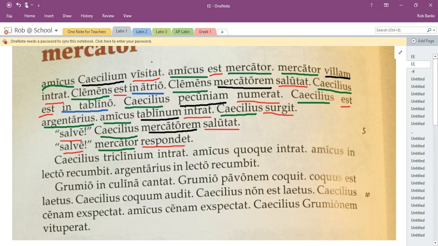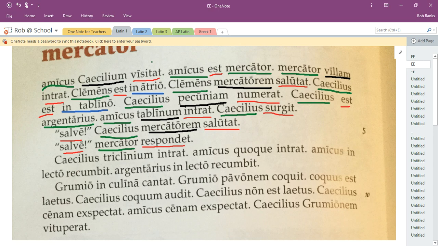Clemens est in atrio. Right, so Clemens is, and now we have a prepositional phrase, in the atrium. Right. Clemens mercatorum salutat, so the accusative there is mercatorum, so he's the one being greeted. So Clemens, the nominative, salutat, greets, mercatorum, the accusative. Again, notice that typical word order. The subject is first, Clemens, the verb is last, salutat. Everything else, in this case a direct object, an accusative. We've also seen prepositional phrases here. Whatever you have probably would come in between.